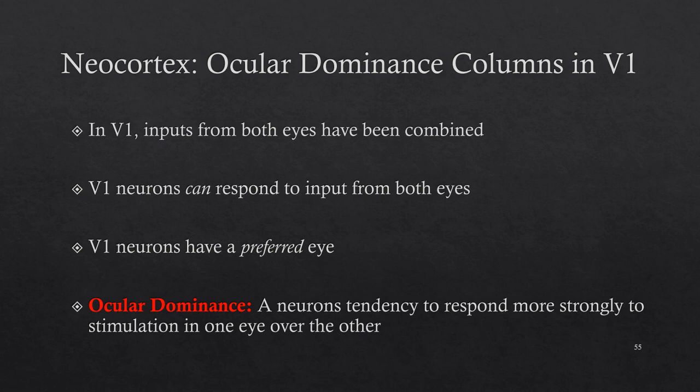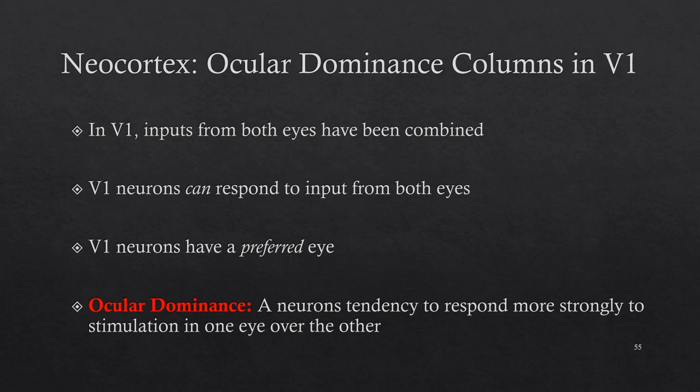Okay, so orientation columns in the visual cortex are organized based on orientation preference. Like I said, we've got two types of columns. We've also got ocular dominance columns. Ocular dominance columns refer to columns of neurons that tend to have a preferred eye.